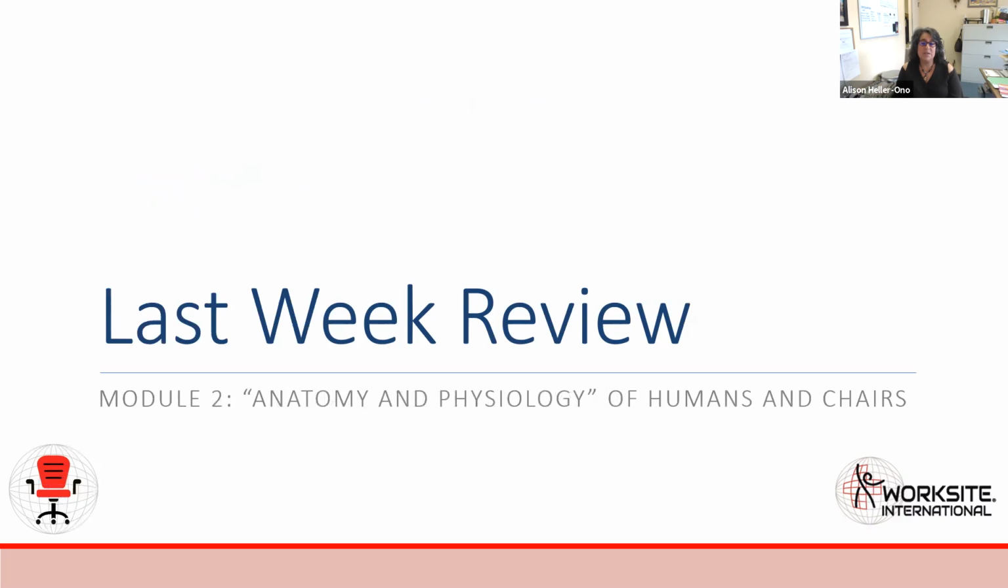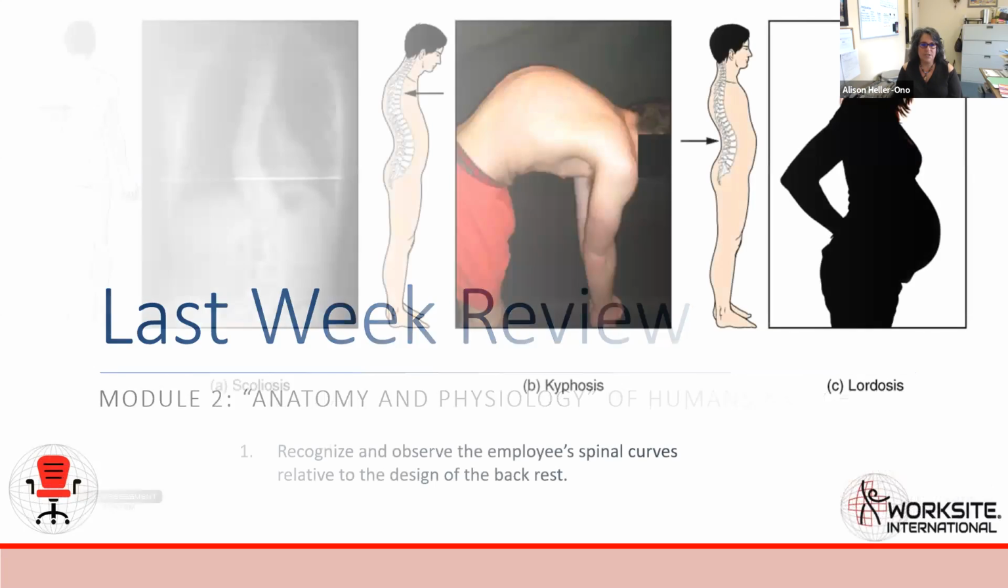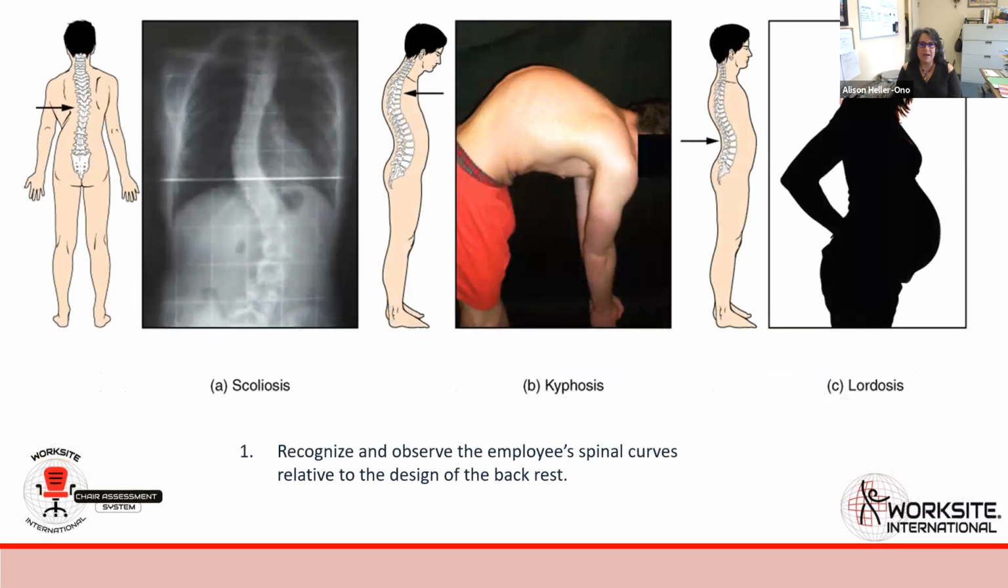So the first thing I wanted to remind you was to recognize and observe the employee's spinal curves relative to the design of the backrest. Here we have a scoliotic curve, which most of the time you won't necessarily know unless you can visually see it. You probably won't be doing a fitting for someone like this. If you have someone with a severe scoliosis and they need a chair, I would recommend you reach out to me if I'm in your local area, and I'll come in and help you or advise you as best I can. These are really challenging to do.